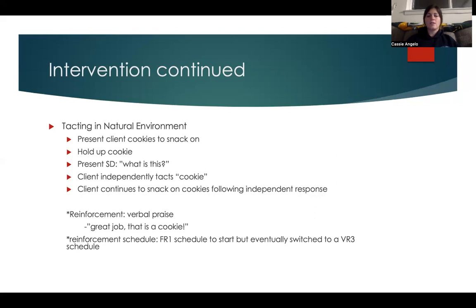And then the reinforcement schedule that we used was a fixed ratio of 1 to start, but then we switched to a variable ratio of 3.